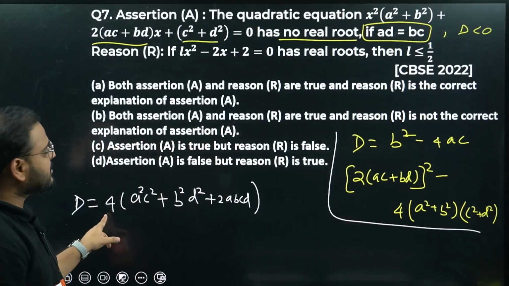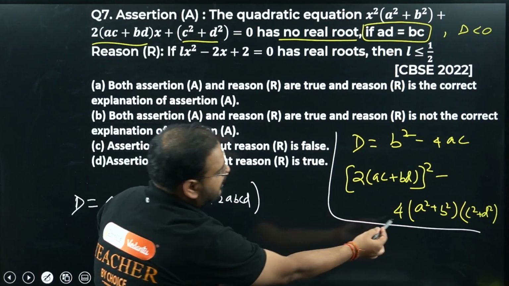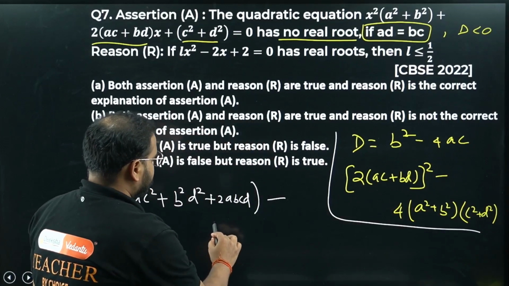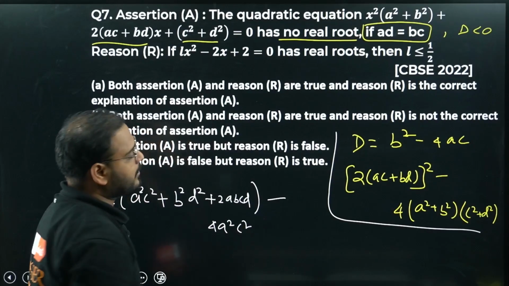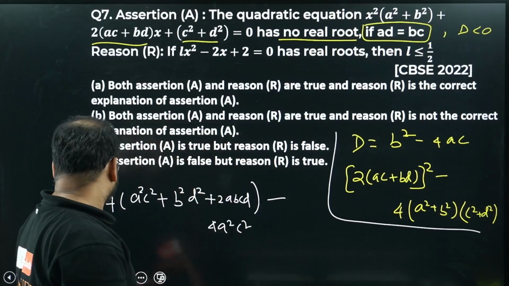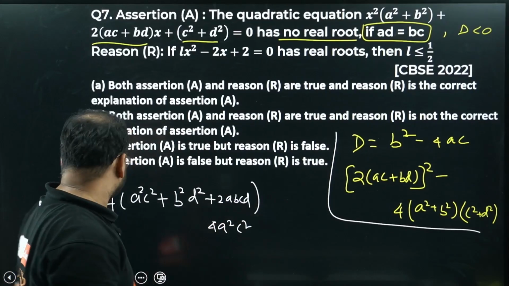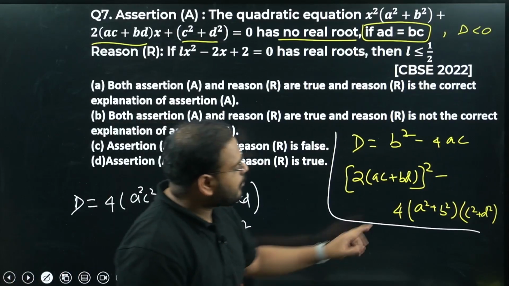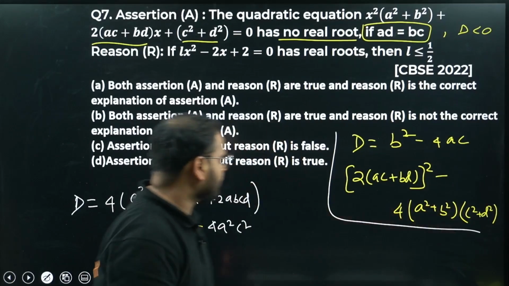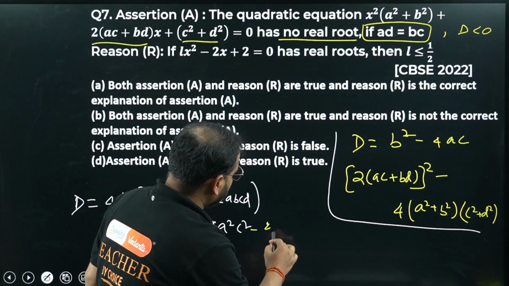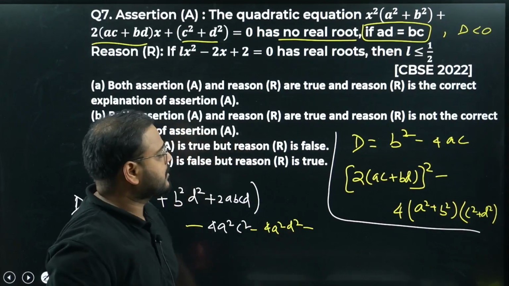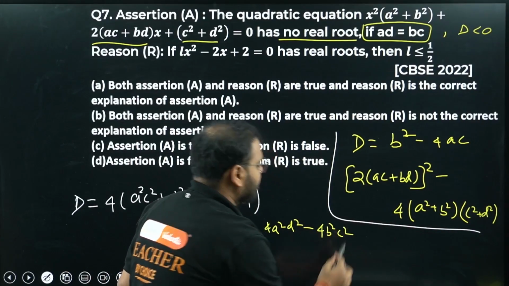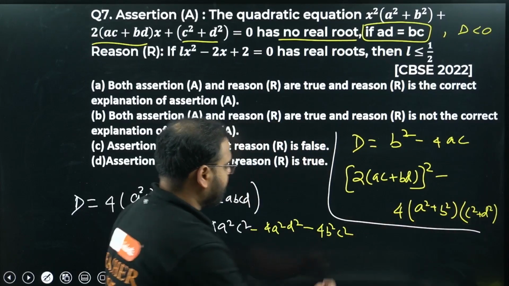4 is outside, I'm not multiplying that. And what about the other bracket? So minus sign will be here. 4 times of a square c square is the first term, and next is minus 4 times of a square d square, minus 4 times of b square c square, minus 4 times of b square d square.